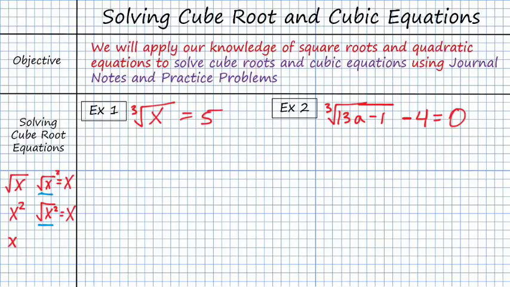So if we have x cubed and cube root of x, we have to remember that these are going to be inverse operations. So if we take the cube root of x cubed, that's going to be x, and if we cube the cube root of x, it will equal x. So that's the most important thing here, is to remember that cube root is the exponent which undoes cubed. All right, so let's go ahead and look at example 1.